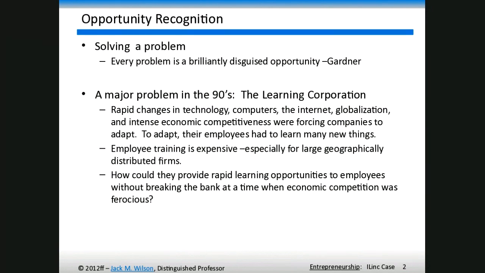Personal computers had really come onto the scene in the 80s. They were taking over things. The internet started in the 80s, but it was really going gangbusters in the 90s. Globalization was occurring. Things were happening all over the world. It was intensely economically competitive. New companies were coming out all the time, all over the place. Existing companies had to adapt. Their employees had to learn new things.